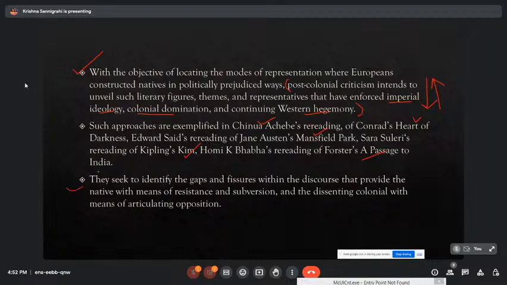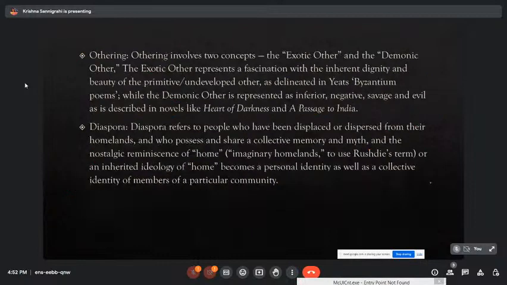So they seek to identify the gaps which are there in the text and the fissures, that is the places where the links are missing within the discourse that provide the native with means of resistance and subversion, and the dissenting colonial with means of articulating opposition. So how they are actually having gaps which can be used in order to question the thoughts which are presented in that particular text.